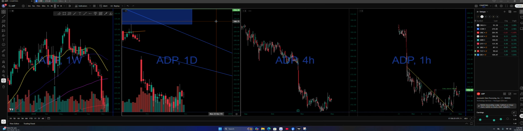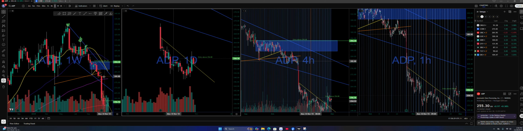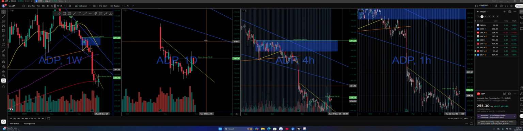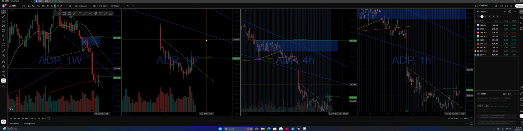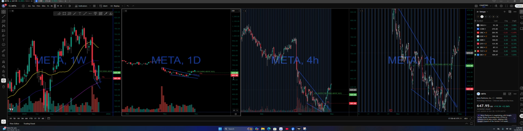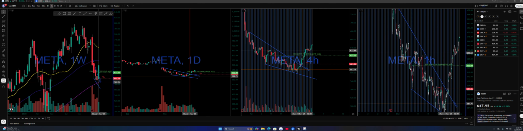ADP broke out of this trend line I was watching. It's not an ideal setup for me anymore, so missed trade. I'm just gonna show you the ones that I actually got. Meta stopped me out two times before I finally got the entry that I wanted. Break out of this wedge. Still holding this.